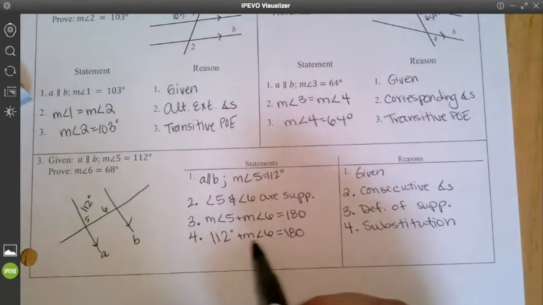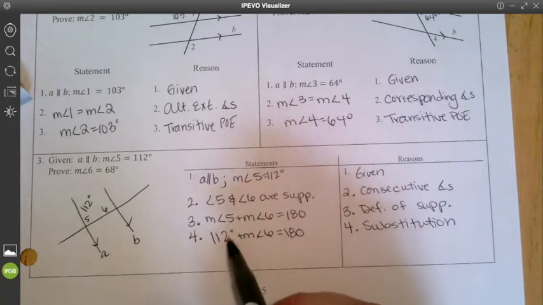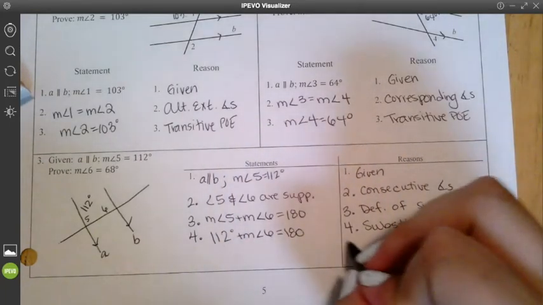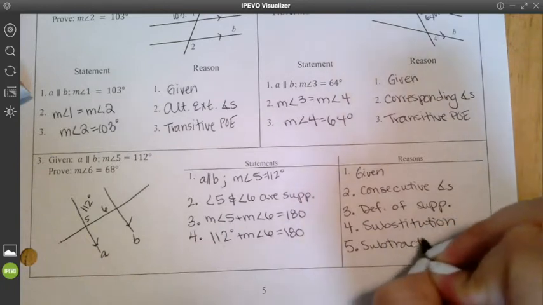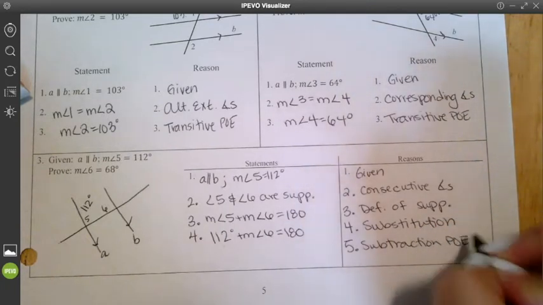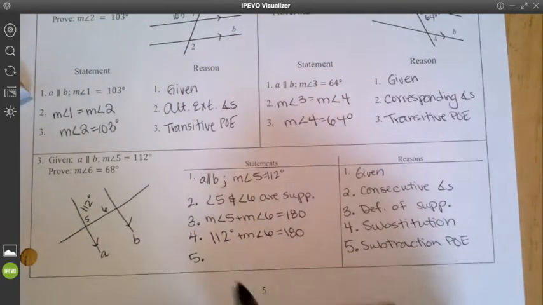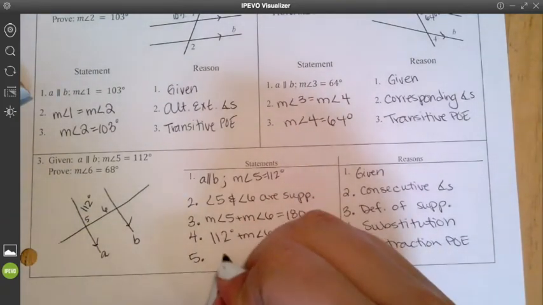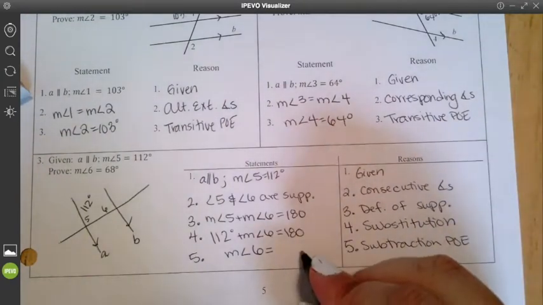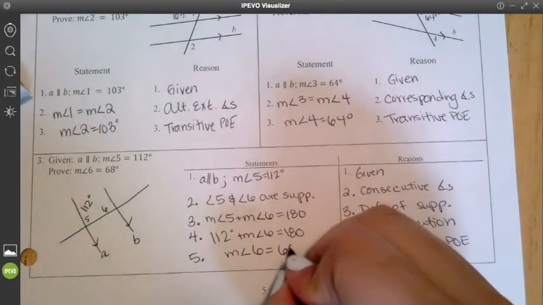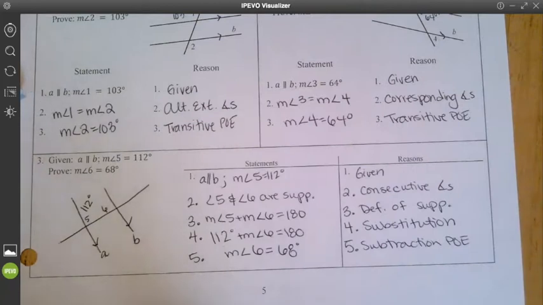And again, solving for the measure of angle 6, I'd like to subtract 112 from both sides. So we're going to use the subtraction property of equality to say that minus 112 gives us the measure of angle 6 equals 180 minus 112, which is 68 degrees. Let's take a look at the next page.